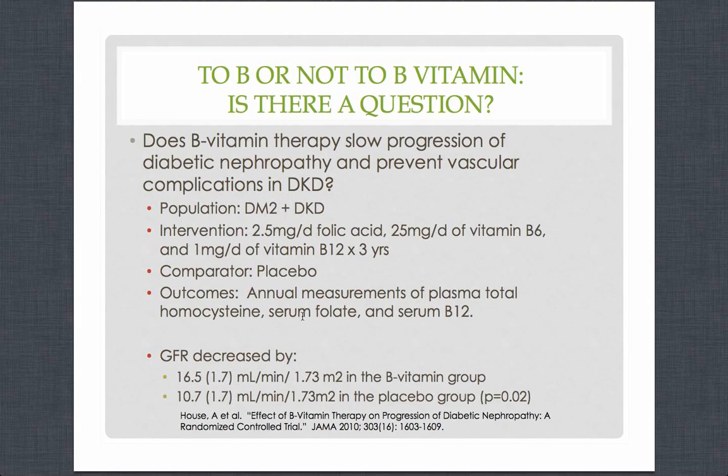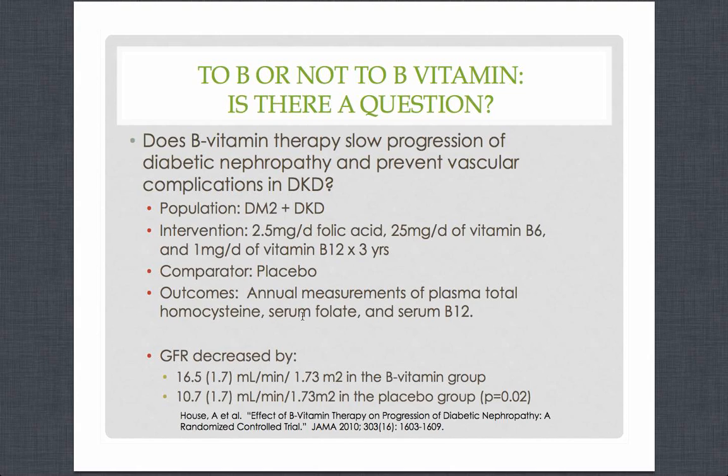So there is this issue about B vitamins. We'll talk about that. So there's this question of does B vitamin therapy slow progression of diabetic nephropathy and prevent vascular complications in diabetic kidney disease? So this was a study where the intervention was 2.5 milligrams per day of folic acid, 25 milligrams per day of vitamin B6, and 1 milligram of B12 times 3 years compared to placebo. The outcomes were annual measurement of plasma total homocysteine, serum folate, and serum B12.